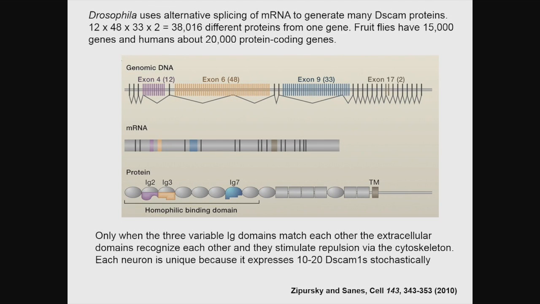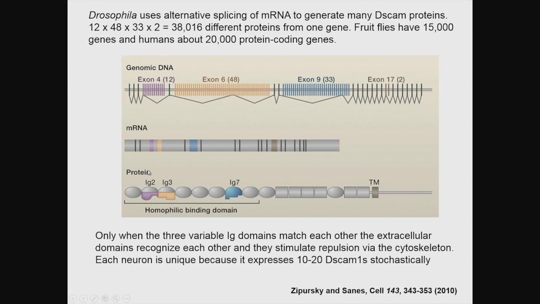In the case of the fly, this gene has the world record for making the most diverse proteins. It has these immunoglobulin domains, three of which, these three here, can be variable. Then it has two transmembrane domains, one for the dendrites, one for the axons. And then you have an intracellular domain that connects to the cytoskeleton. The way this protein works is that once it recognizes by homophilic binding, it sends a signal to the cytoskeleton giving self-repulsion, meaning that the neurites will separate from each other.